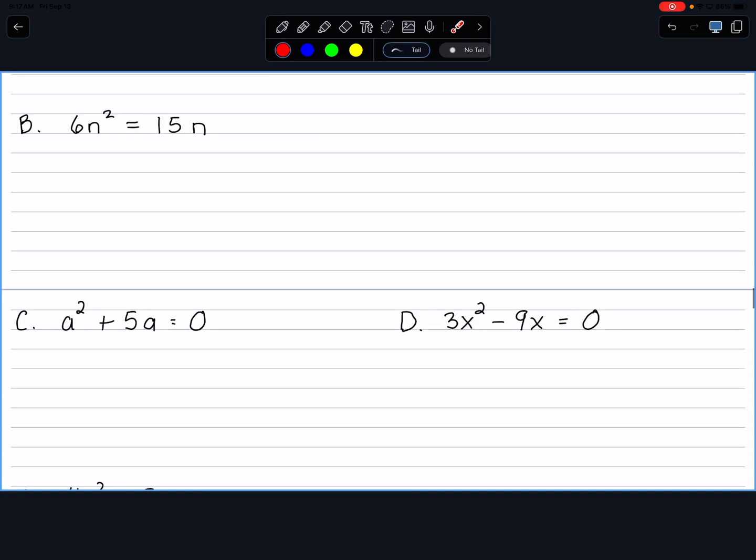Let's look at B. So, reminder, in order to use the zero product property, one of the sides, it doesn't matter which, has to be equal to 0. So before you try doing anything, set one side equal to 0. What I'll be doing is subtracting 15n from both sides. That way the right-hand side will be equal to 0. Once you've done that, see if you can finish it on your own.